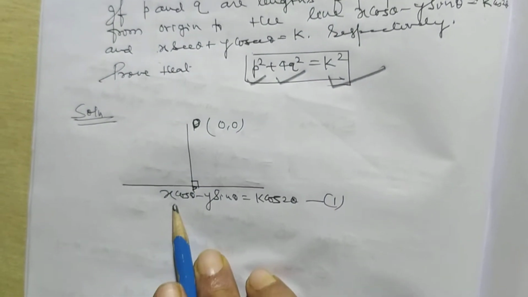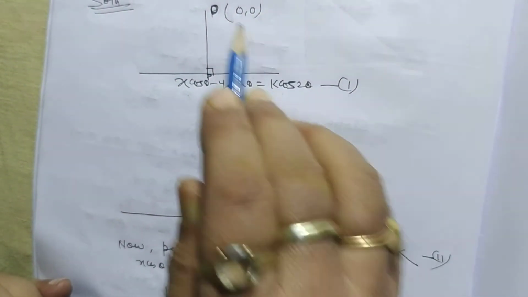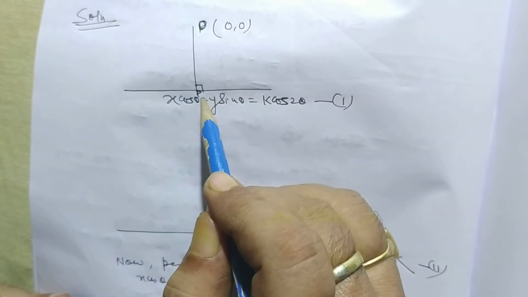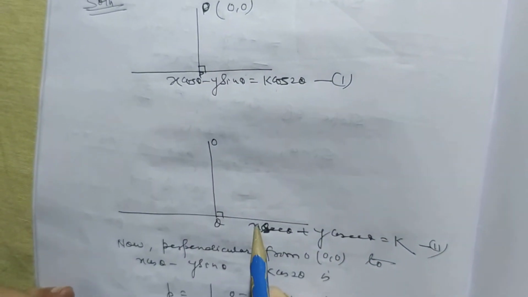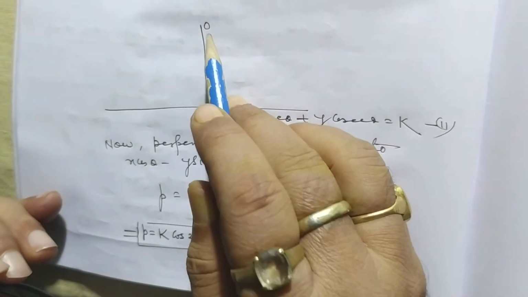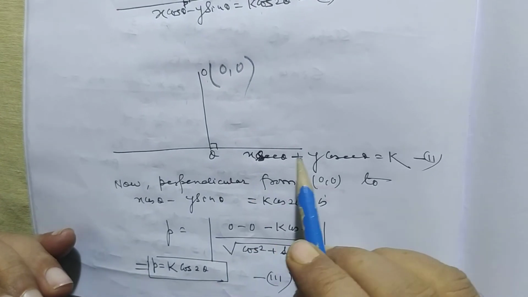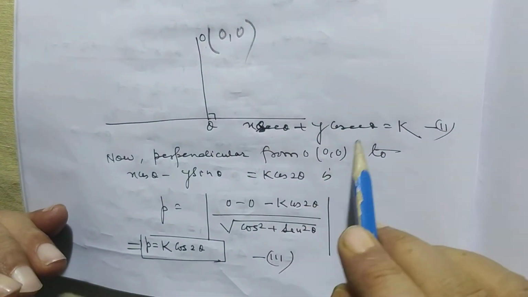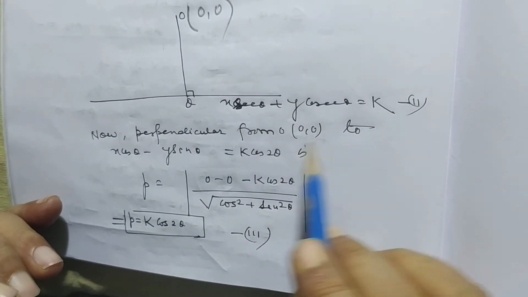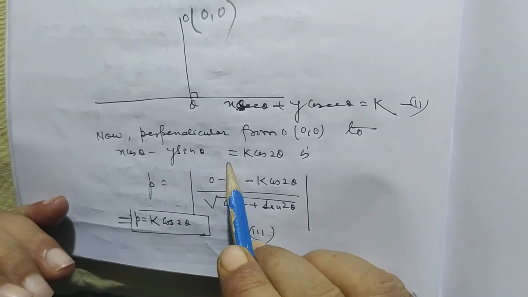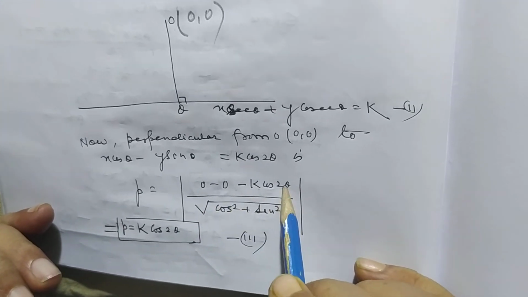Now the first line is x cos theta minus y sin theta is equal to k cos 2 theta, and we draw a perpendicular from O, whose coordinates are 0, 0, and P is the foot of perpendicular. Now also the coordinates of O are 0, 0, and OQ is perpendicular to the line x sec theta plus y cosec theta is equal to k. Now the perpendicular from O (0, 0) to x cos theta minus y sin theta is equal to k cos 2 theta is 0 minus k cos 2 theta.